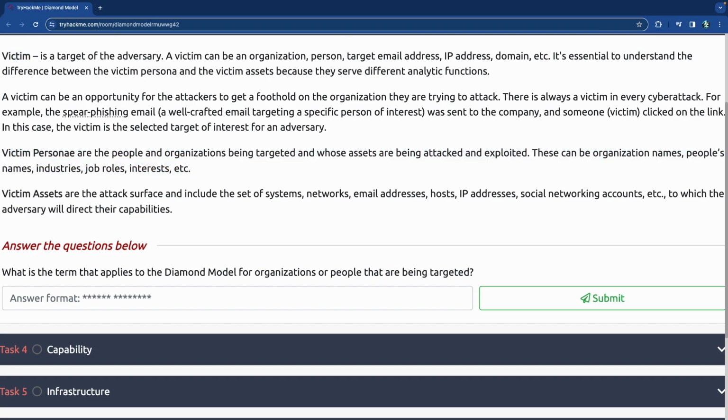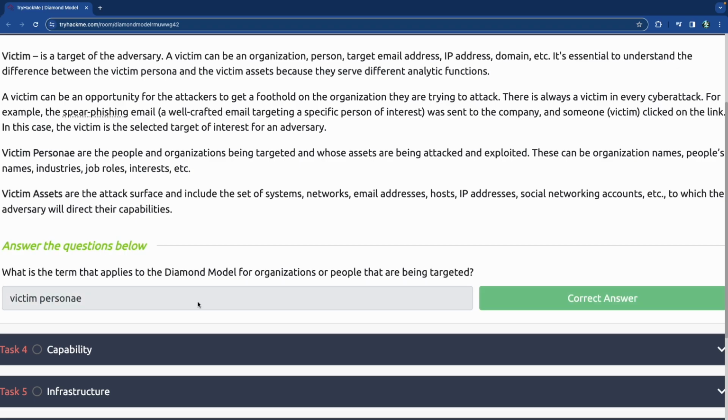So the attacker is going to be focusing on the assets to get access to the persona or the overall victim, right? So what is the term that applies to the diamond model for organizations or people that are being targeted? And that's going to be the personae. I don't know how to pronounce that, honestly.